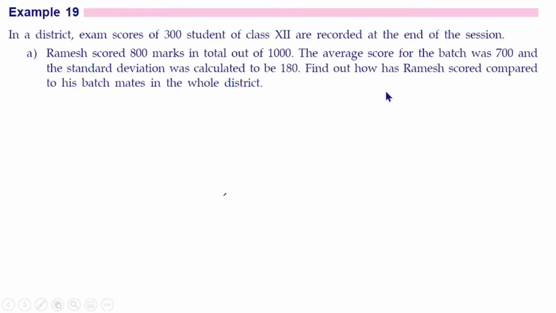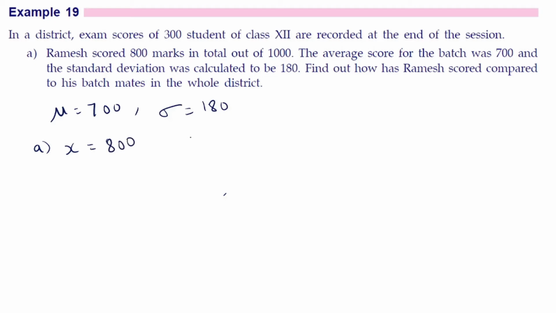So here it is given the average score is 700. That means mu is equal to 700 and standard deviation is 180. We need to compare the performance of Ramesh with the entire district, with the students of the entire district. So here it is given Ramesh has scored 800 marks out of 1000. So it means the data point x is equal to 800.